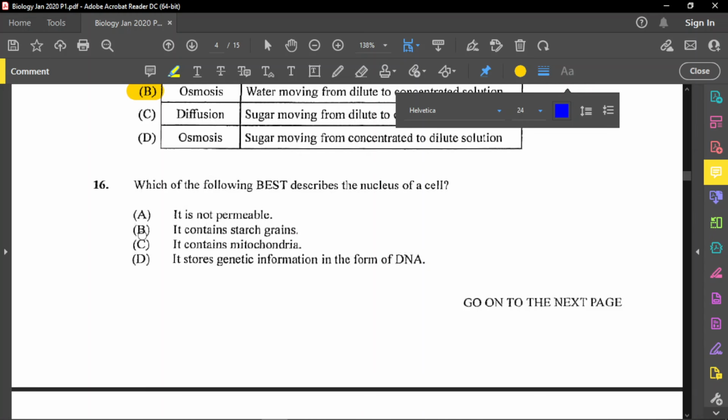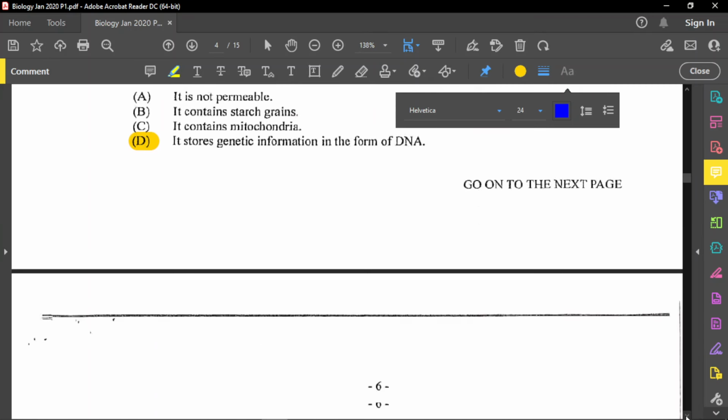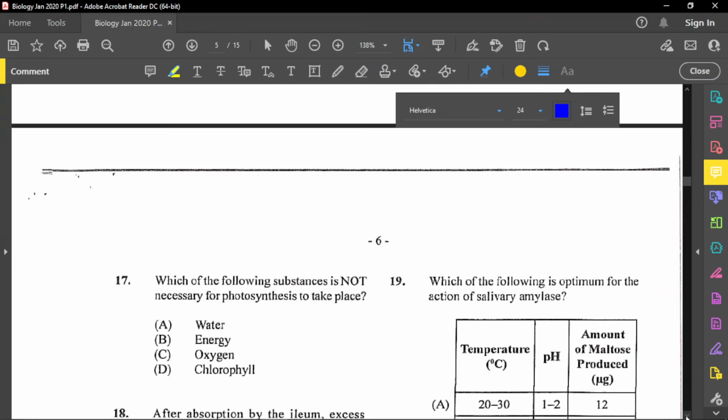Now, B, contain starch grains. No, that's not true at all. Contain mitochondria? Oh, absolutely not. It stores genetic information in the form of DNA. Yeah, definitely. You may also find chromosomes there as well. So chromosomes are found in the nucleus as well, just to make mention of that. And once you have chromosomes and DNA, you also have genes.